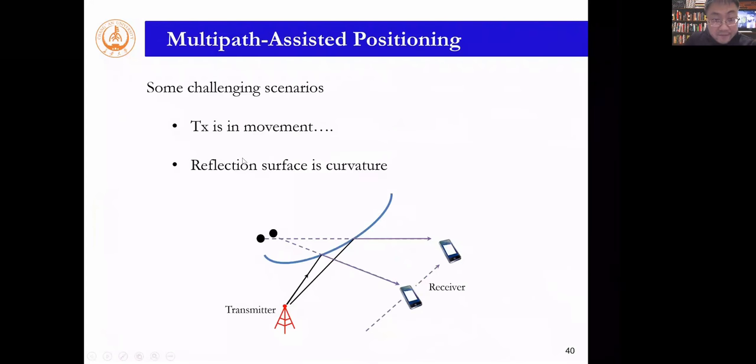Good, there's also one issue that is very crucial for this multipath assisted positioning, that is that the reflection surface is curved. Before, we showed a flat surface, but what if the surface is curved, as you can see in the figure? It means we cannot find a static mirror point. Instead, while the receiver is moving, this virtual transmitter is also moving. If the virtual transmitter is moving and we have to estimate the same number of unknown parameters in time, that is a big issue.